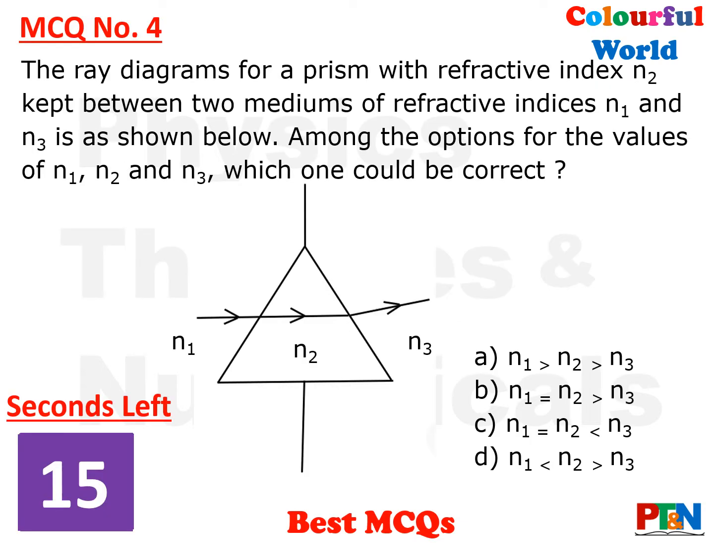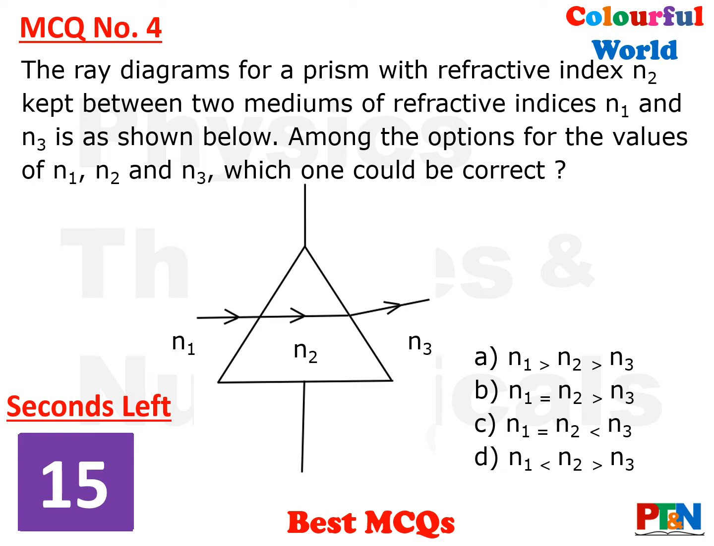Next MCQ. A ray diagram has been shown for a prism which has been kept between two different mediums. The refractive index of the prism is N2 and it has been kept between two mediums, one is N1, another is N3. Now you need to look at the ray diagram and find out which one is true among the options: which refractive index is more, who is equal with whom. You need to find out the relation among the refractive indices.